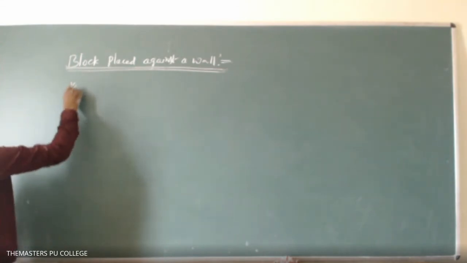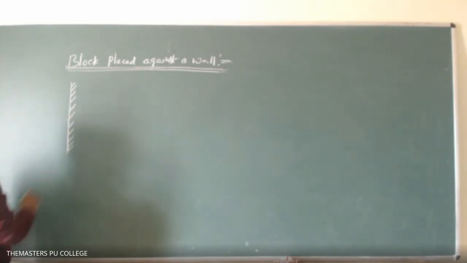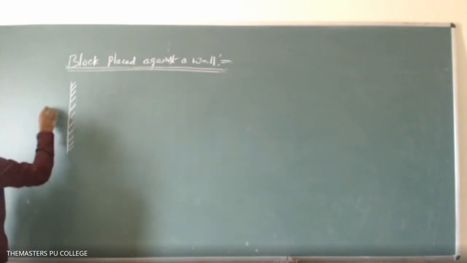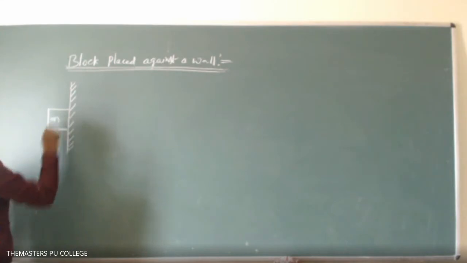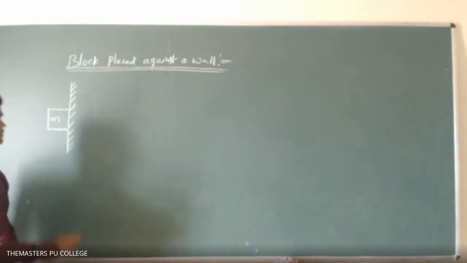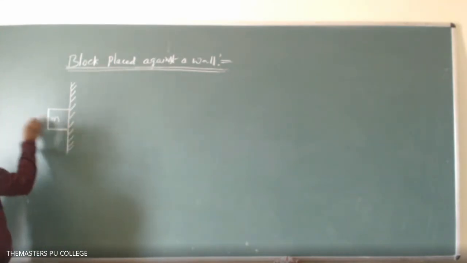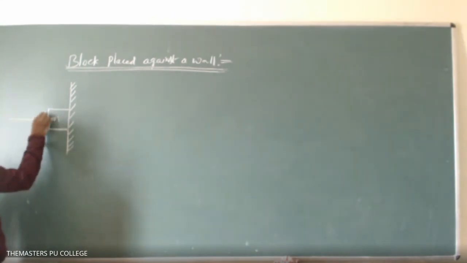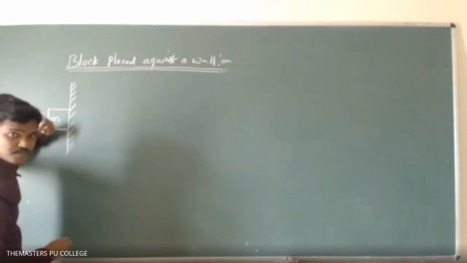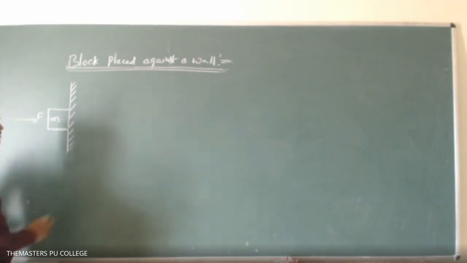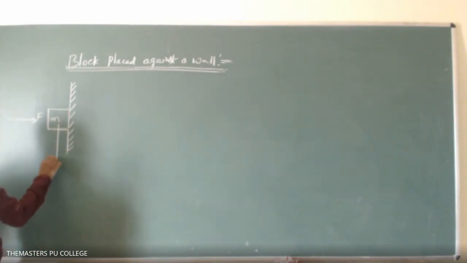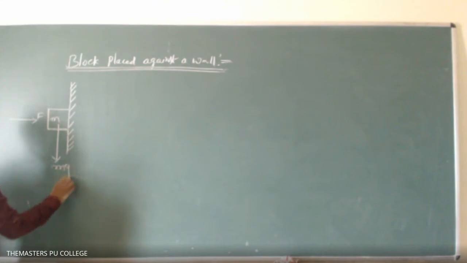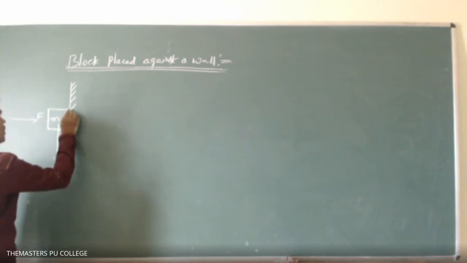See, this is the vertical wall having some coefficient of friction mu, and here I am going to press a block whose mass is m. Now to keep the block at rest, I need to apply force like this. Then what is the weight of the block? It acts vertically downwards. Which side will the frictional force act? Upward.